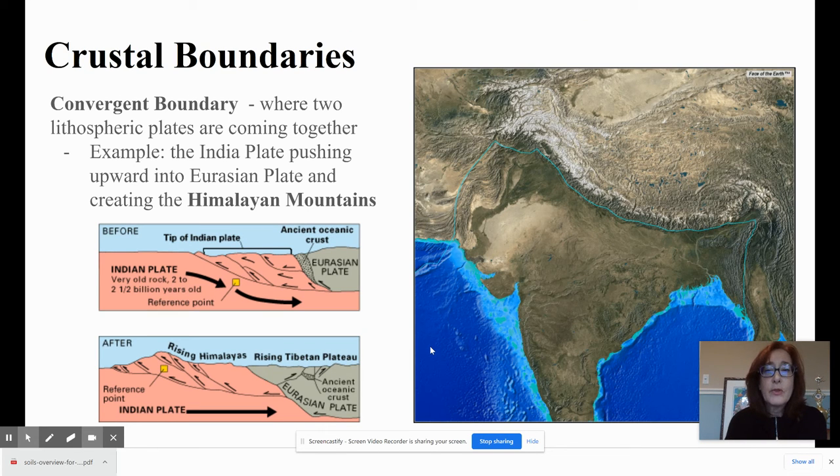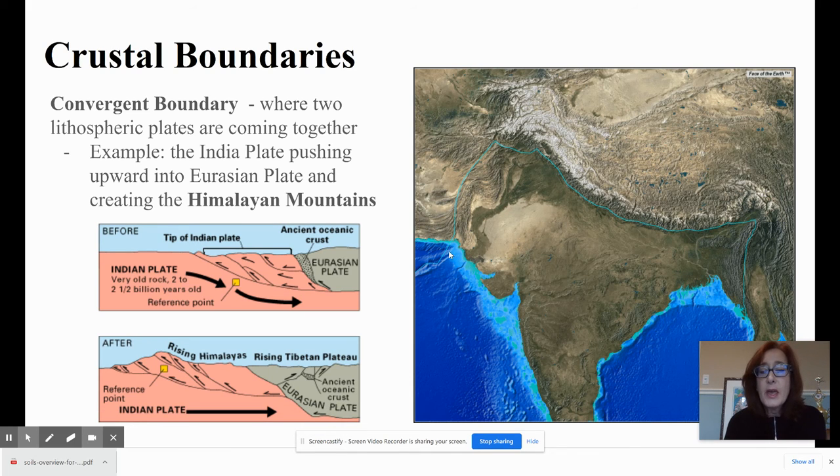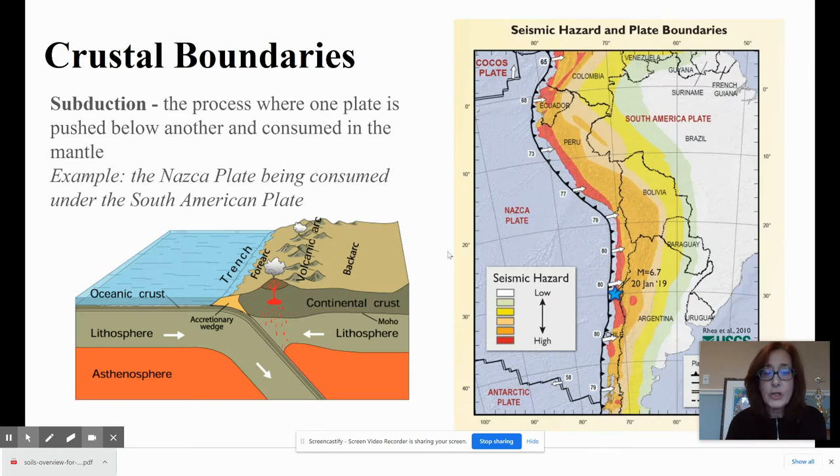So, a convergent boundary is where two lithospheric plates are coming together. An example is the India plate, which is pushing upward into the Eurasian plate and creating the Himalayan mountains. And here it is. The word converge means to join together. So when continental plates converge, they lift upward and they can form mountain ranges.